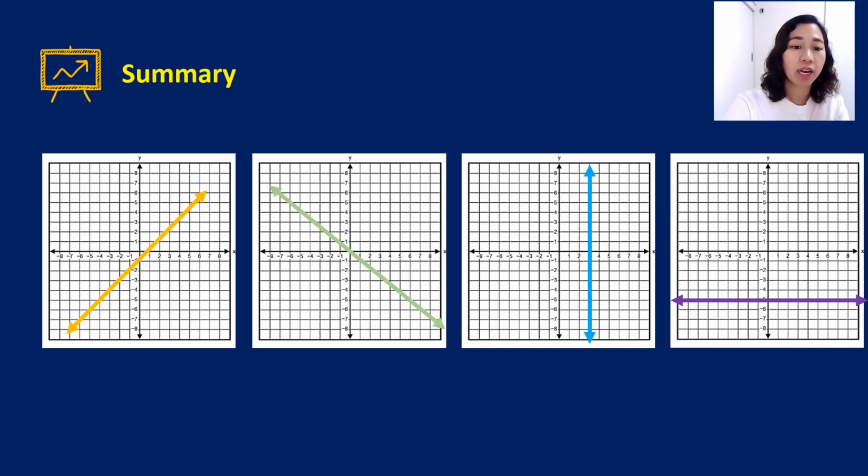Okay, so let us summarize what we learned from our examples. If we have a line which is increasing, when I say increasing, you look at it from left to right. From left to right, it is increasing or it is rising.